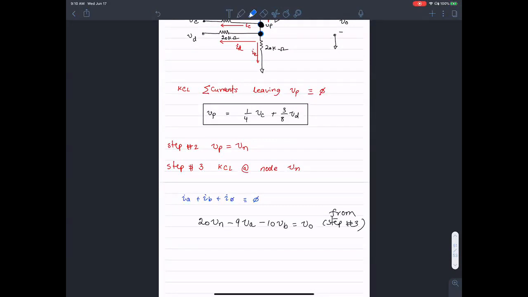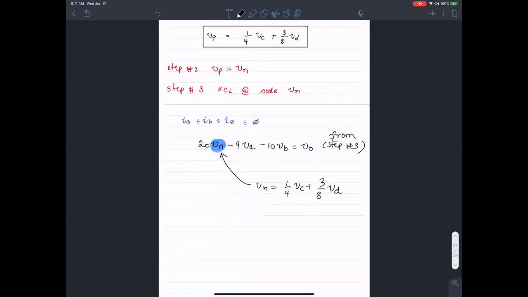The next step is to plug in for Vn. In place of Vn, I'm going to plug in Vn equals 1/4 Vc plus 3/8 Vd. Once we plug in all the terms and the values, Va equals 1, Vb equals 2, Vc equals 3, and Vd equals 4.